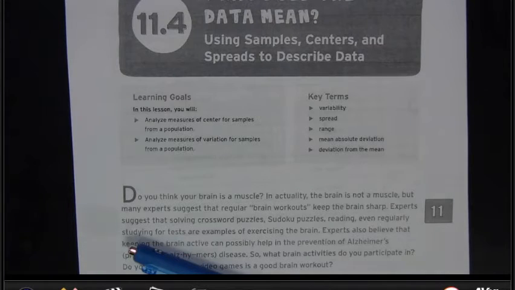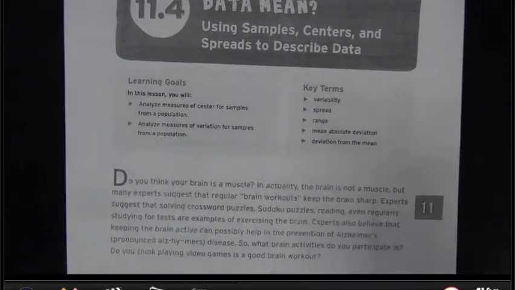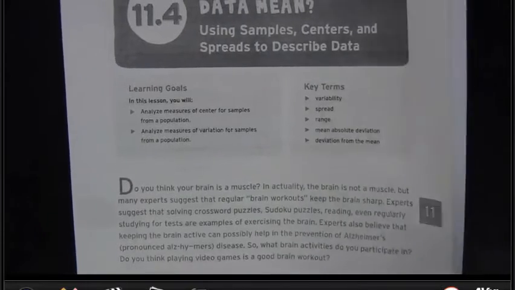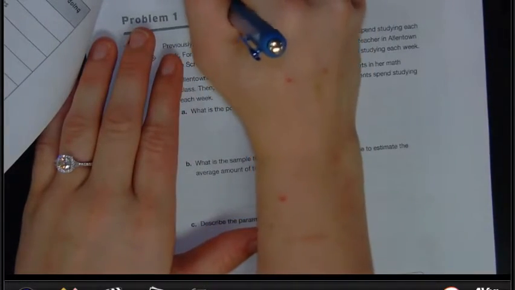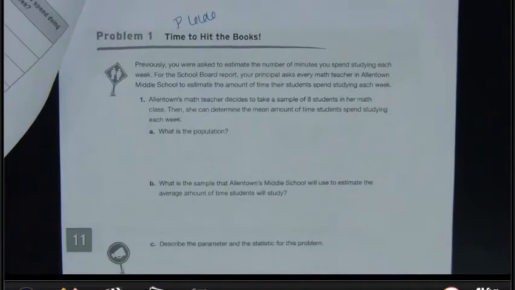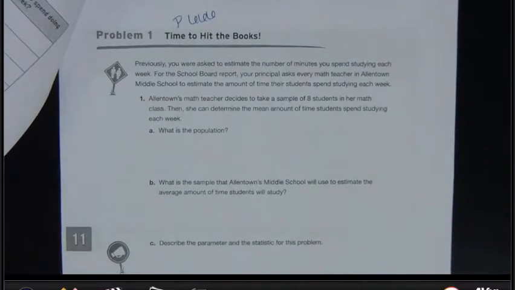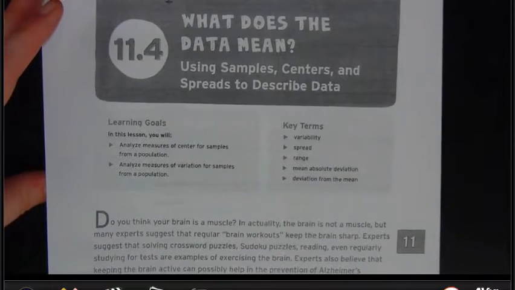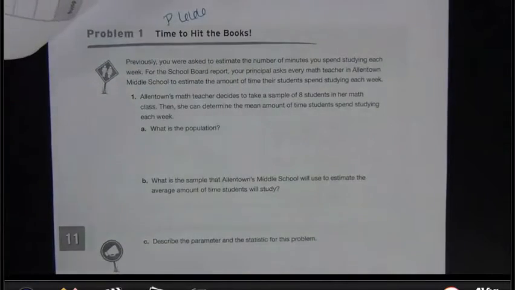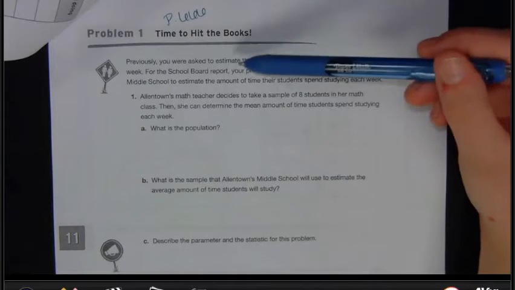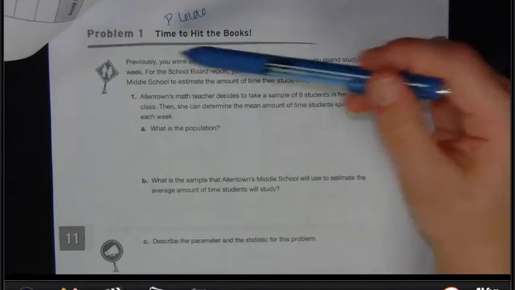All right, if you would turn in your textbooks, it looks like we are going to be on page 666. All right, so we are in chapter 11.4, using samples, centers, and spreads to describe data. Previously we were asked to estimate the number of minutes you studied each week.